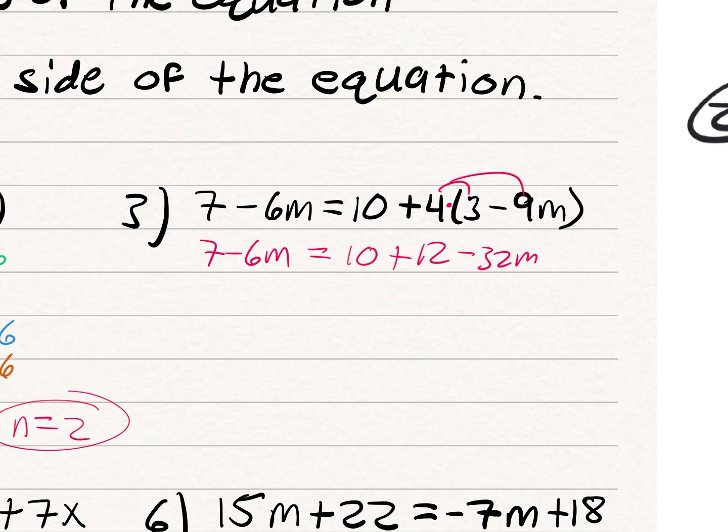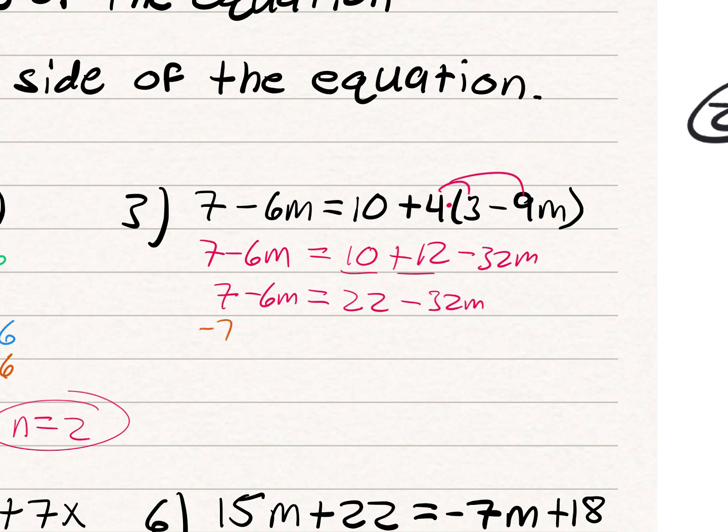And then you want to combine like terms. This time we need to combine like terms. We can combine a 10 and a 12. So that gets us 22 minus 32m. And then we get 7 minus 6m. That's equal to this. And then we can get our variables to one side, constants on the other.